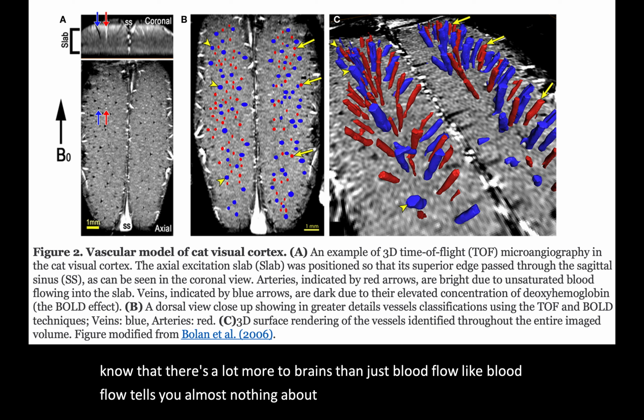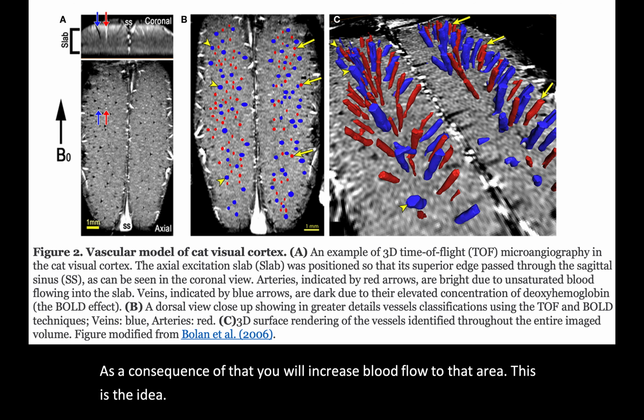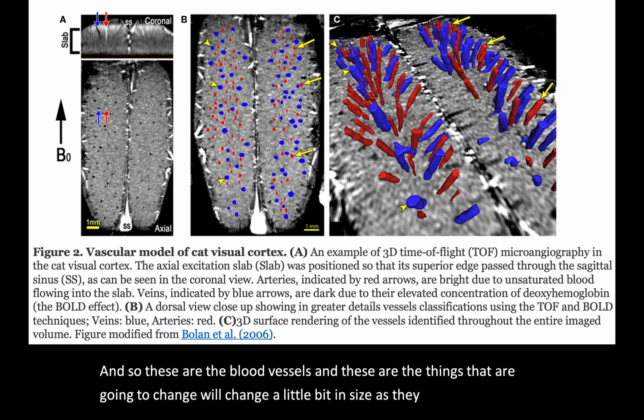It just turns out that when you're using an area, as a consequence of that, you will increase blood flow to that area. This is the idea. And these are the blood vessels, and these are the things that are going to change. They'll change a little bit in size as they constrict and dilate.